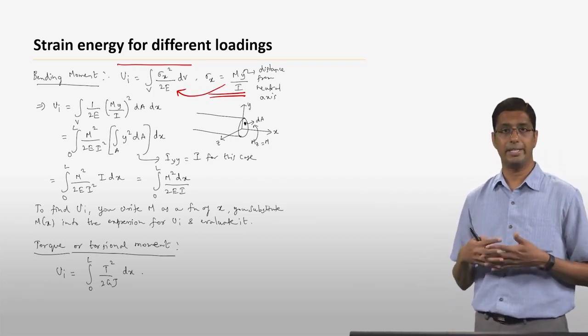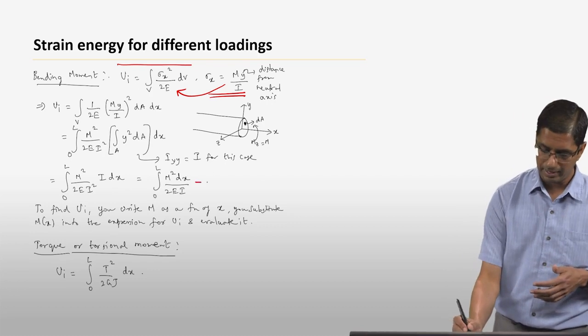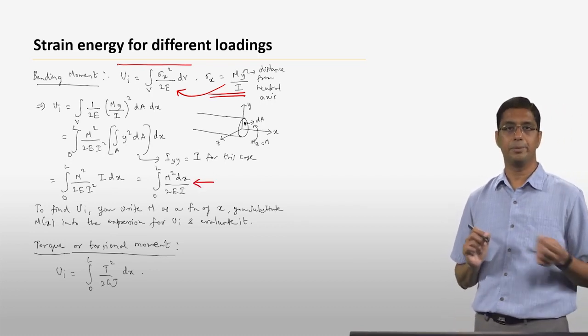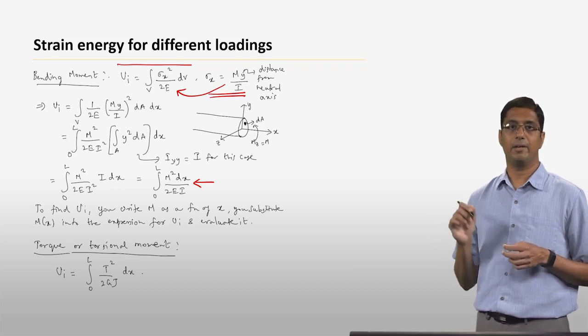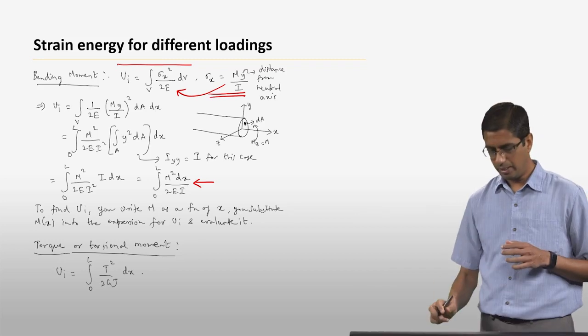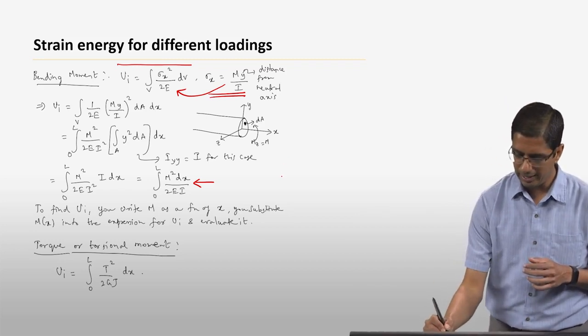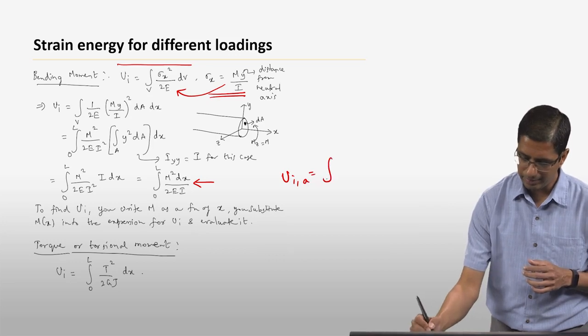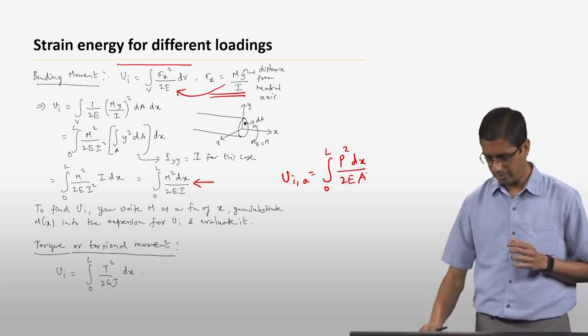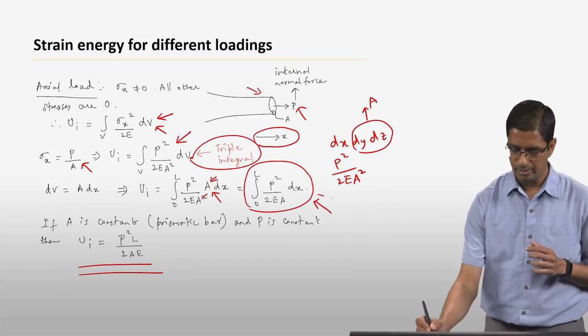And then if you do the integral, you end up with something that is very similar. So the strain energy due to bending is the integral from 0 to L of M squared dx over 2EI. And if you just recall what the strain energy due to axial loading was, that was the integral from 0 to L of P squared dx over 2EA. That's what I had here, this term here.